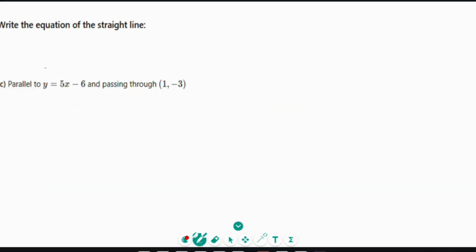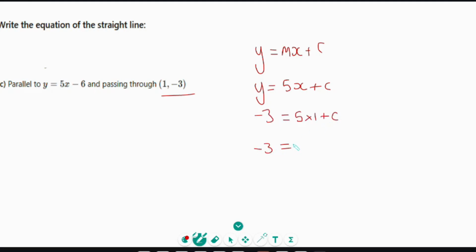Okay, part C. Gradient is 5. Let's sub in these points, these coordinates. Let's take 5 off both sides. So y equals 5x minus 8.